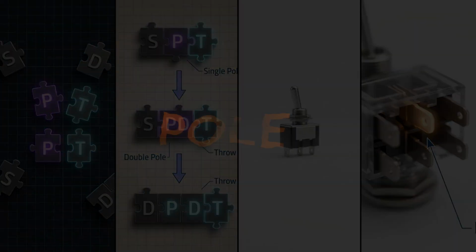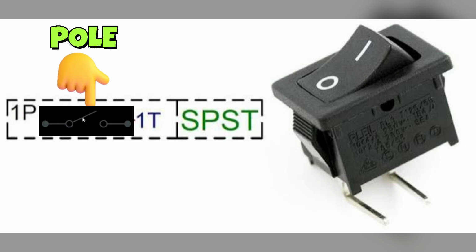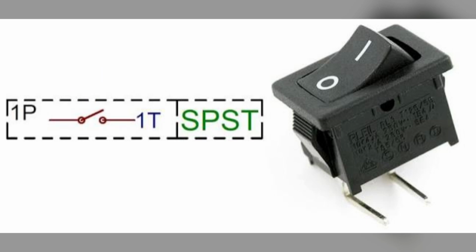What is a pole? The word pole might sound technical, but it's actually very simple. A pole is the moving contact inside a switch. It's the part that changes the connection when we operate the switch. Let's take this switch as an example. As you can see, this switch has one moving contact inside. When I move the switch, this single contact changes from one terminal to another. Since there is only one moving contact, we call it a single pole switch.